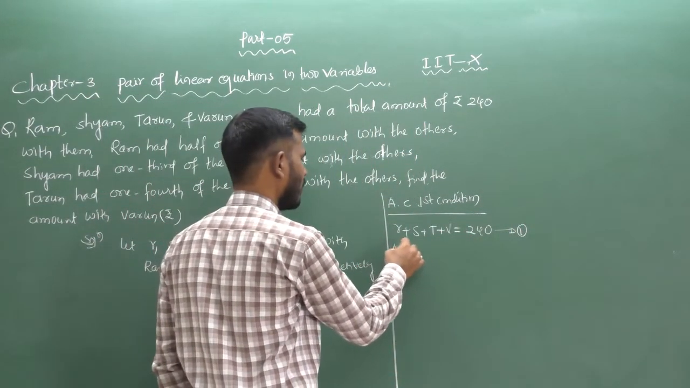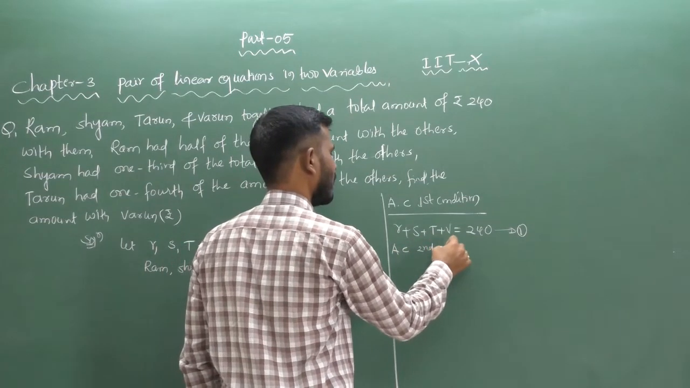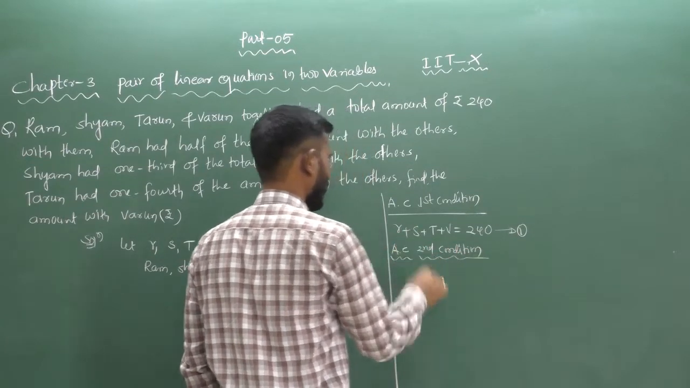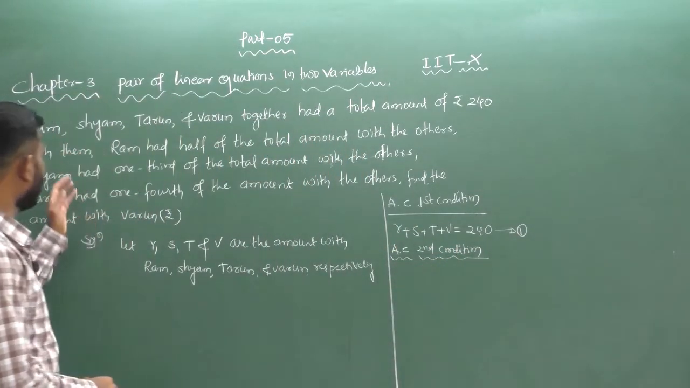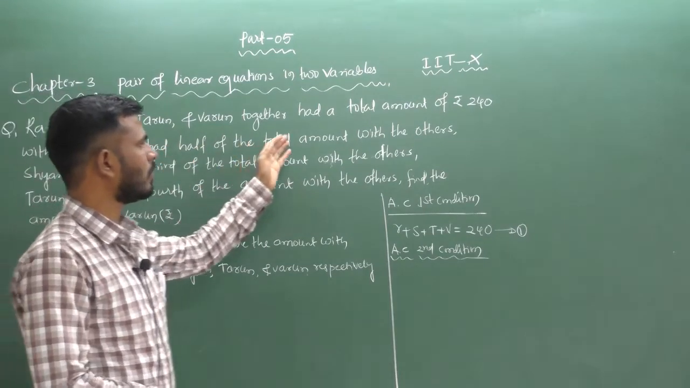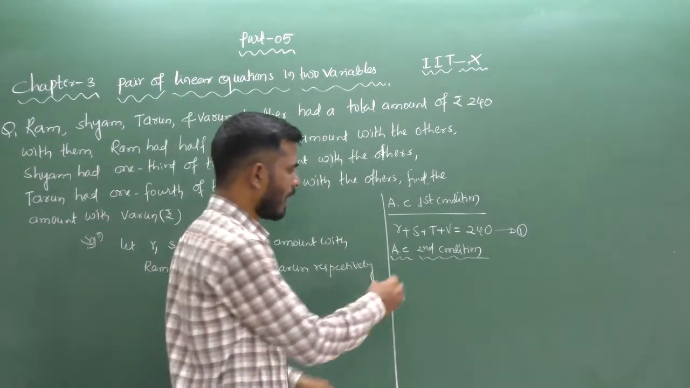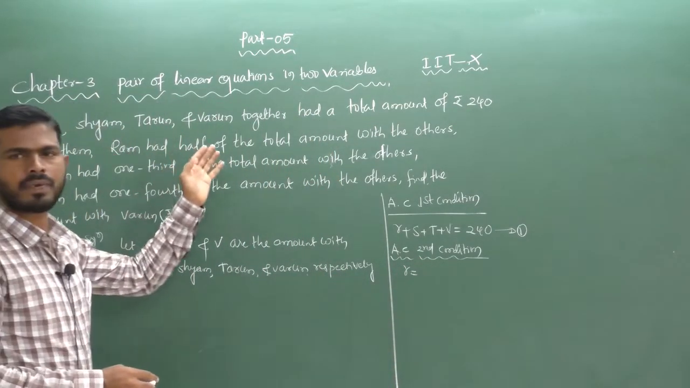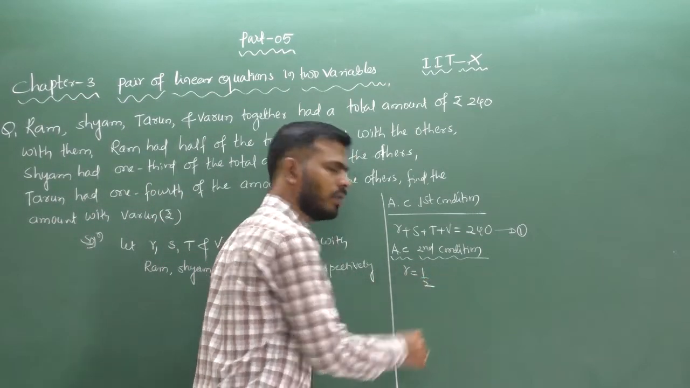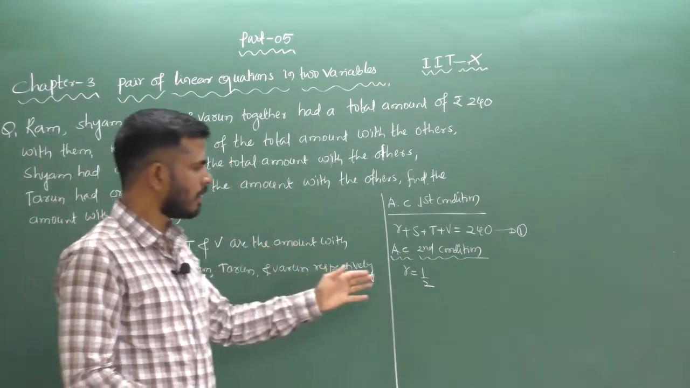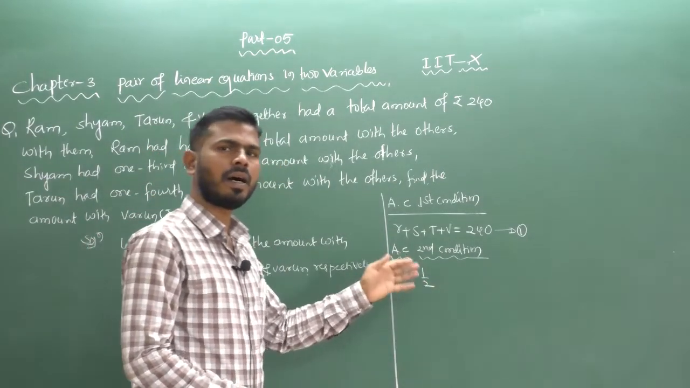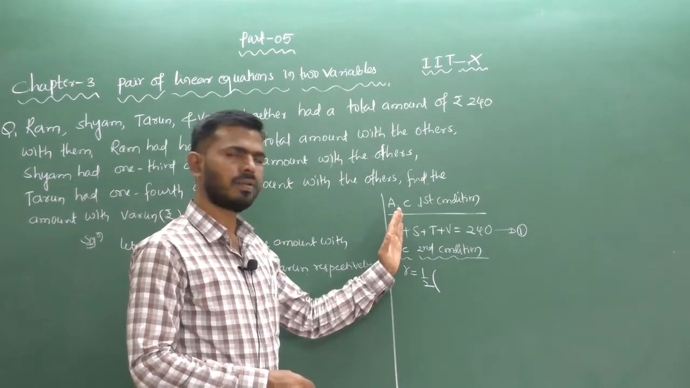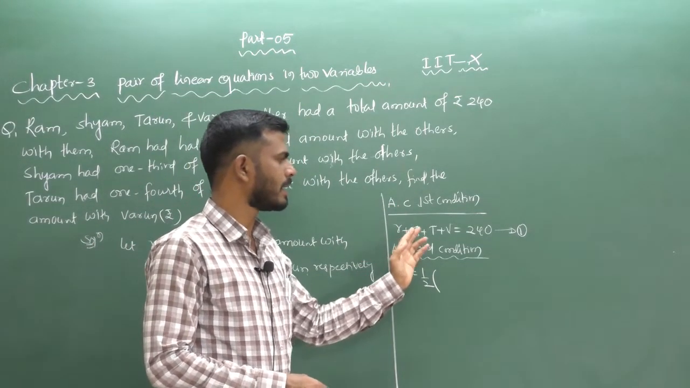Next, according to the second condition, Ram had half of the total amount with the others. So Ram had, R equal to 1/2. Half means multiplication. So Ram had 1/2 of the total amount with the others. Remaining others means you should not consider Ram here. Remaining others are S, T, V.